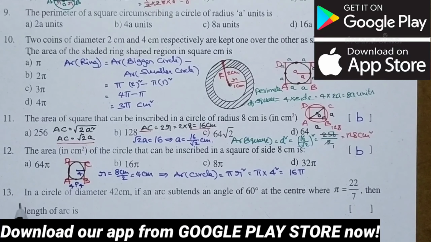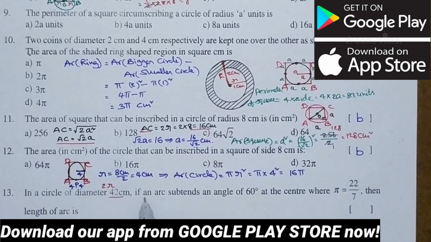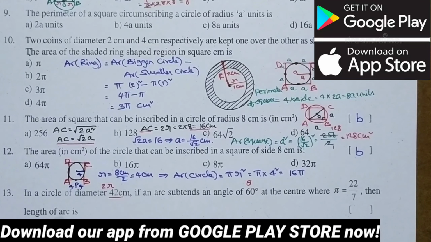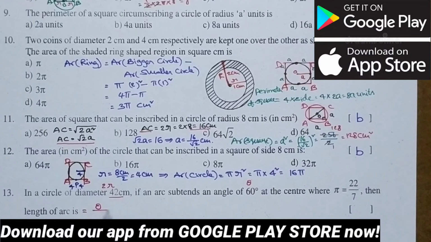Now we see question number 13. In a circle of diameter 42 centimeter, this is diameter, nothing but 2 times r. If an arc subtends 60 degrees at the center, this is the theta, where pi equal to 22/7, then the length of arc formula is theta by 360 into 2 pi r.